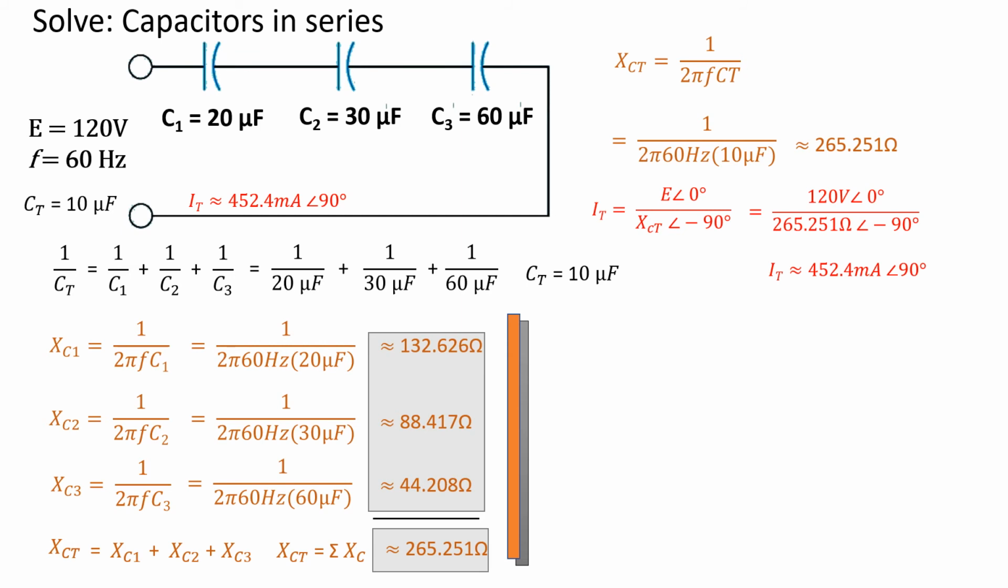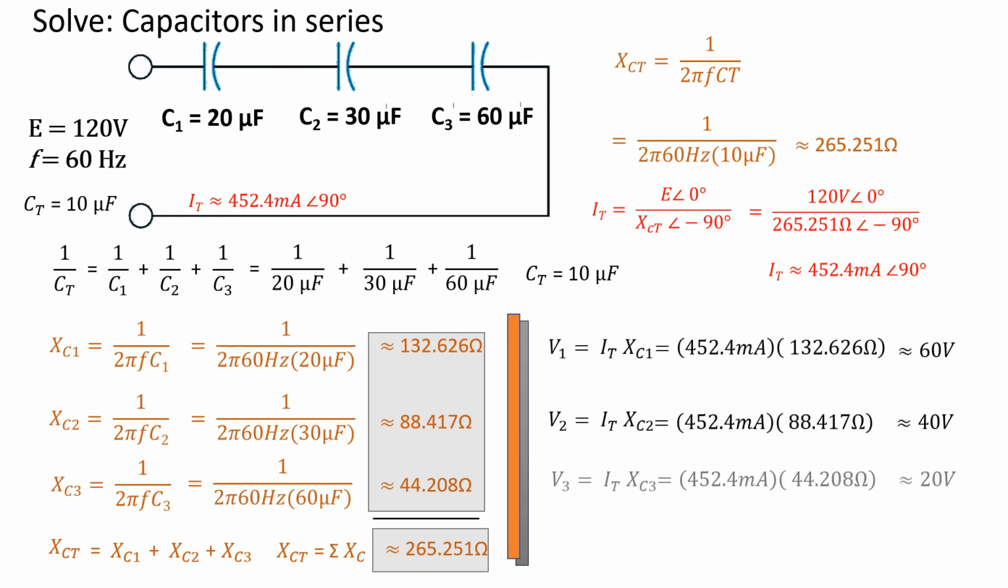Now that we have our total current and our total ohms, we should be able to calculate each of our individual voltages. And again, voltages in series should add. And sure enough, when we add up each of the individual voltages, we do get back to our source voltage.